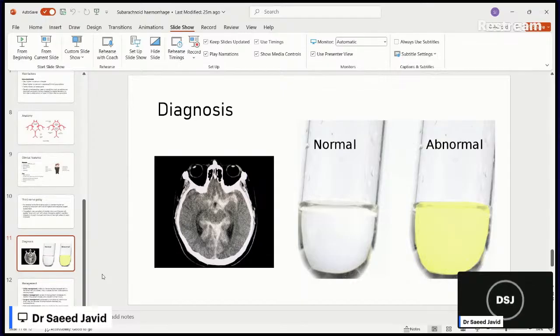So actually it is incredibly accurate if performed within 6 hours of the patient's symptoms. Oftentimes it's going to be your mainstay of initial diagnosis. It's going to be a plain CT head, and that's going to show you blood within the subarachnoid space, as you can see here.